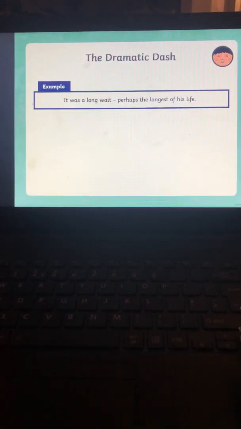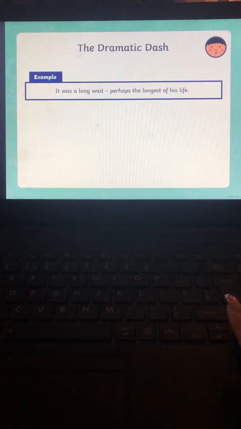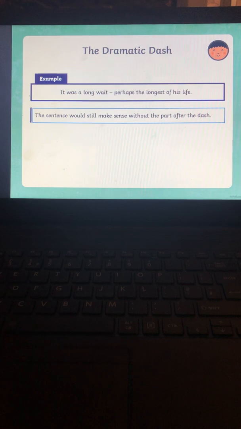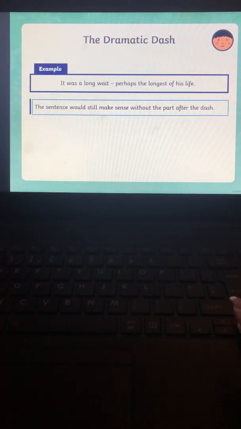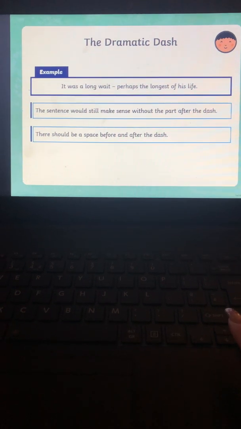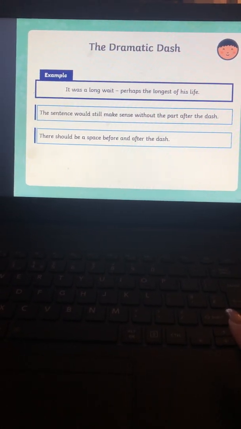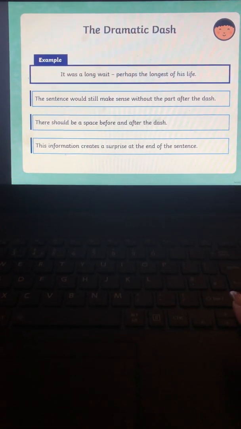So for example: it was a long wait, perhaps the longest of his life. This sentence would still make sense without the part after the dash. So, it was a long wait. That sentence would still make sense, okay? There should be a space, same as before. So there should be a space before and after the dash. This information creates a surprise at the end of the sentence.